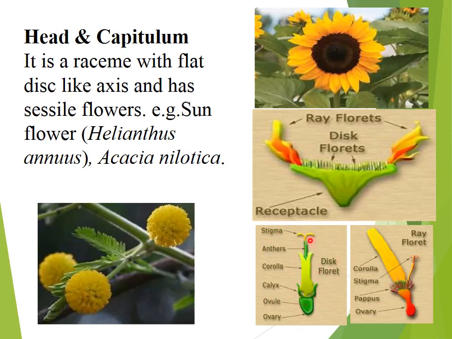In this way you can say that Helianthus annuus is heterogamous because it contains two types of flowers, the ray florets and the disc florets, which can be easily distinguished. Whereas here, Acacia nilotica contains the homogamous type of structure.